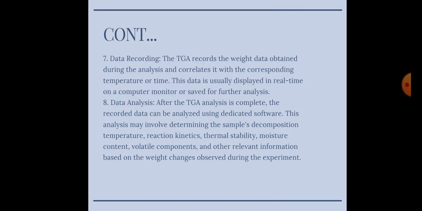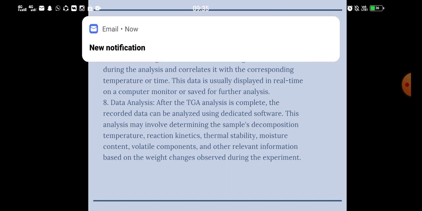Data recording. The TGA records the weight data obtained during the analysis and correlates it with the corresponding temperature or time. This data is usually displayed in real time on a computer monitor or saved for further analysis. Data analysis. After a TGA analysis is complete, the recorded data can be analyzed using dedicated software. This analysis may involve determining the sample's decomposition temperature, reaction kinetics, thermal stability, moisture content, volatile components, and other relevant information based on the weight changes observed during the experiment.